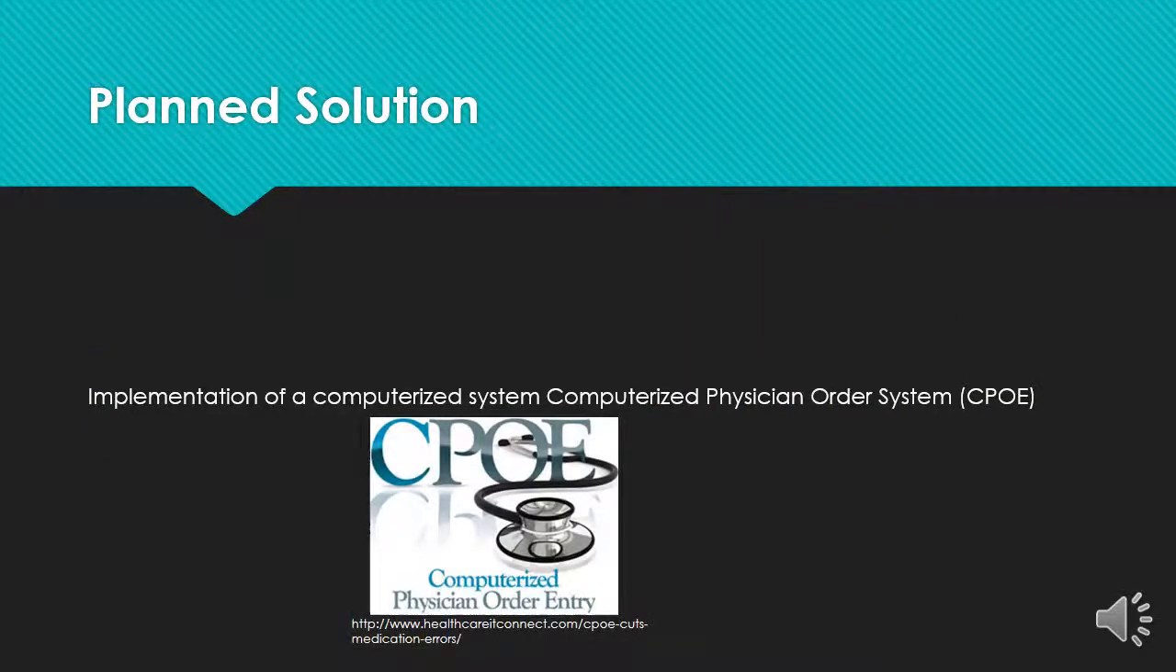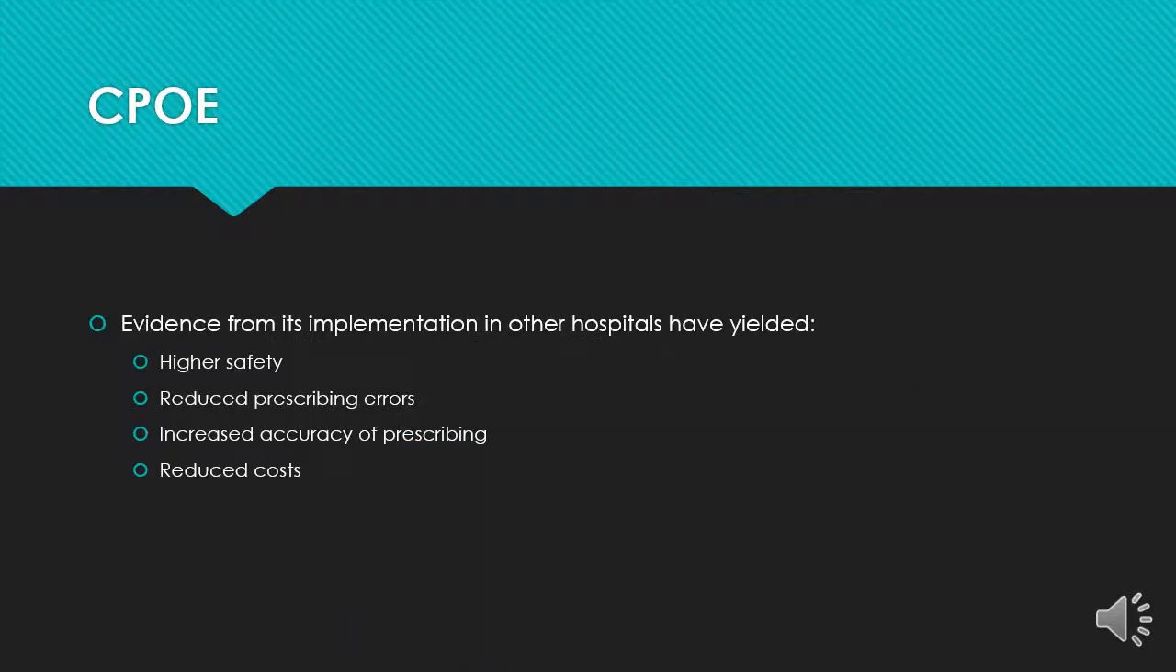In an effort to solve these problems, we will be implementing a computerized system, the CPOE, or computerized physician order entry system. Now we're going to spend some time to discuss this. CPOE is considered a feasible option because evidence from its implementation in other hospitals has yielded higher safety, reduced prescribing errors, increased accuracy of prescribing, as well as reduced healthcare costs.